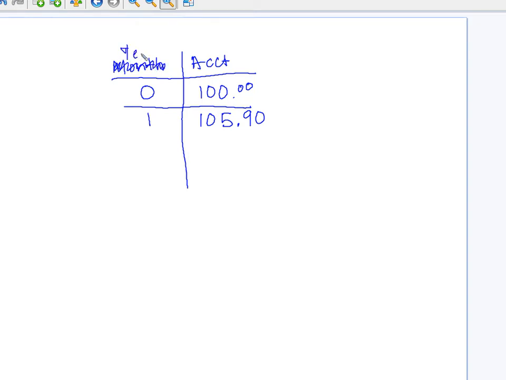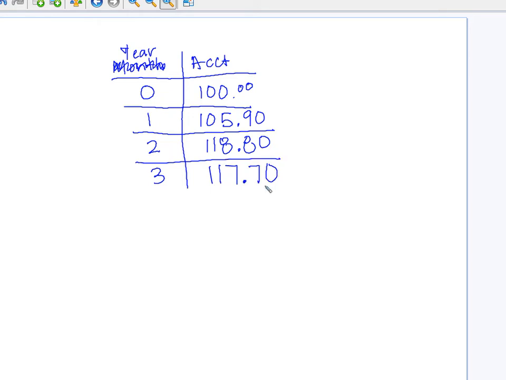This should be year, not month. Sorry. The second year is $118.80. The third year is $117.70.